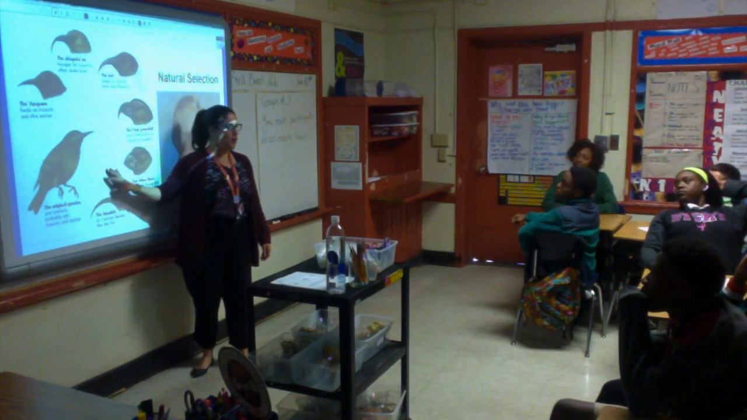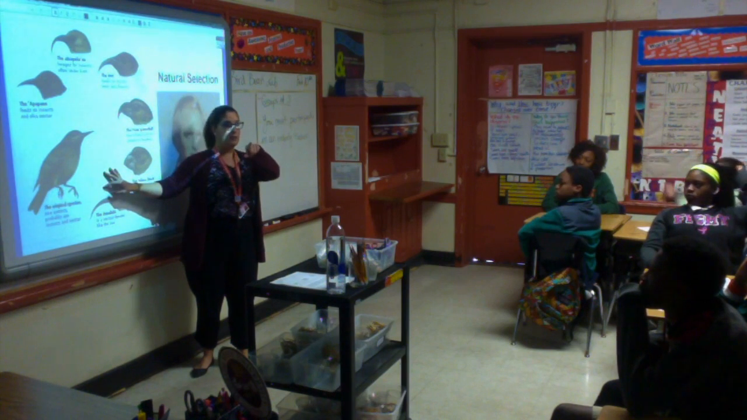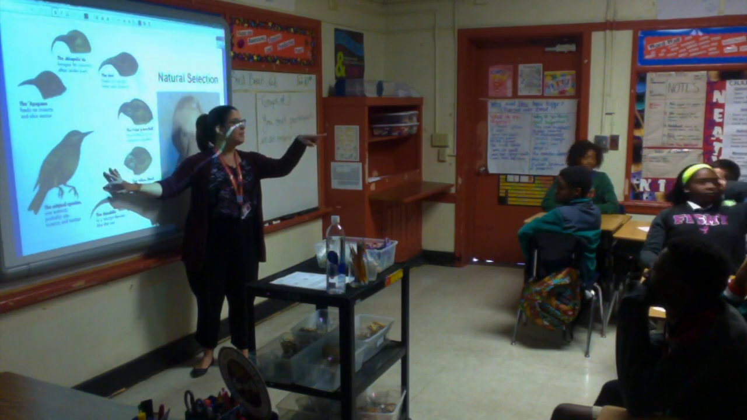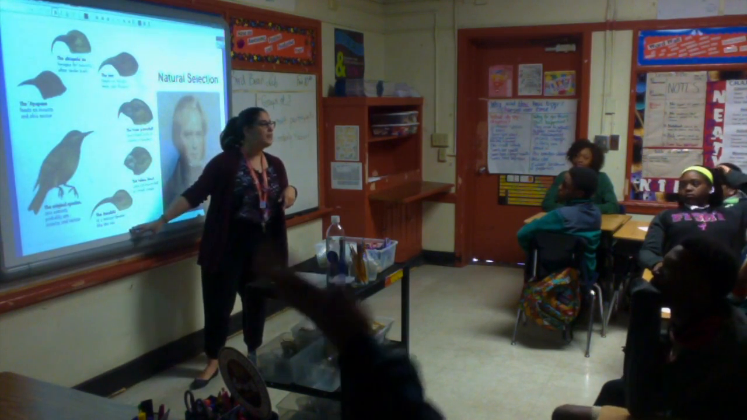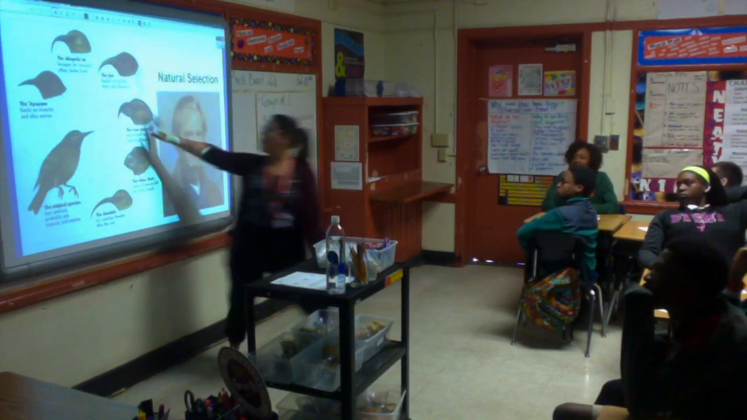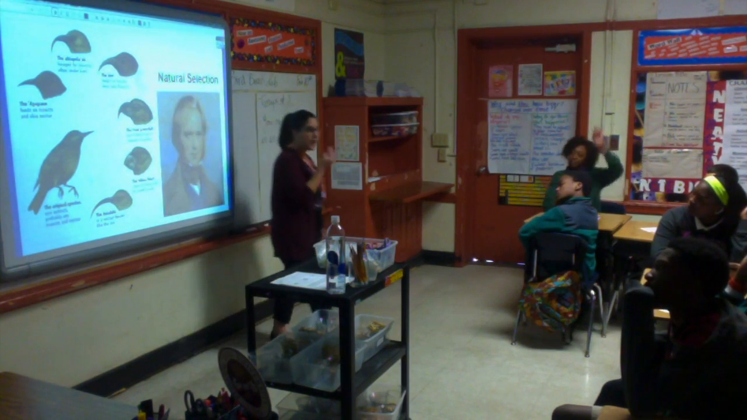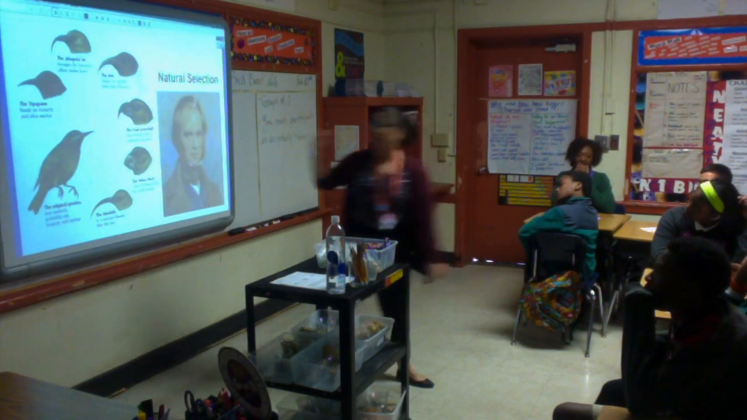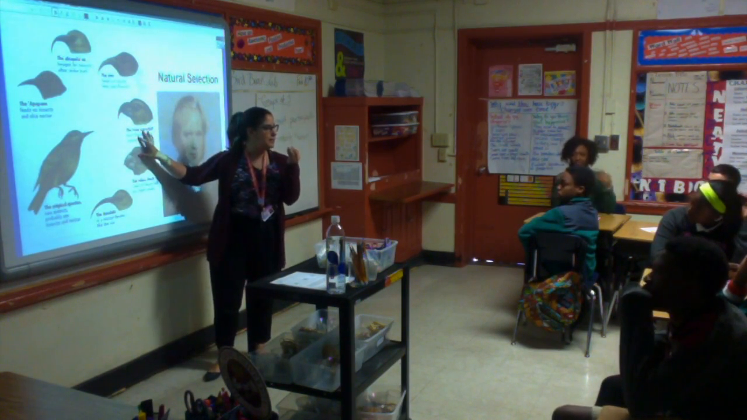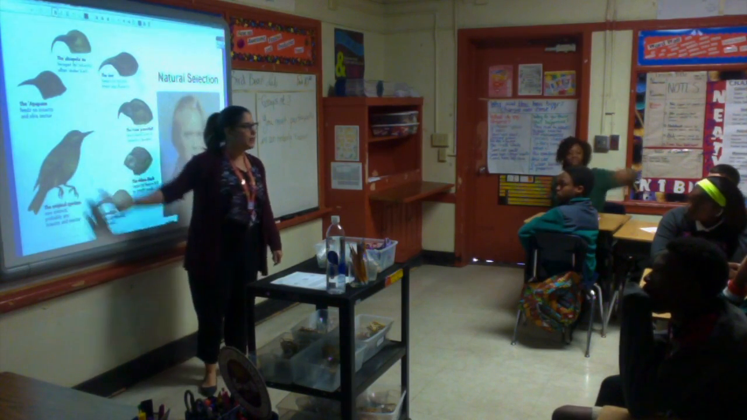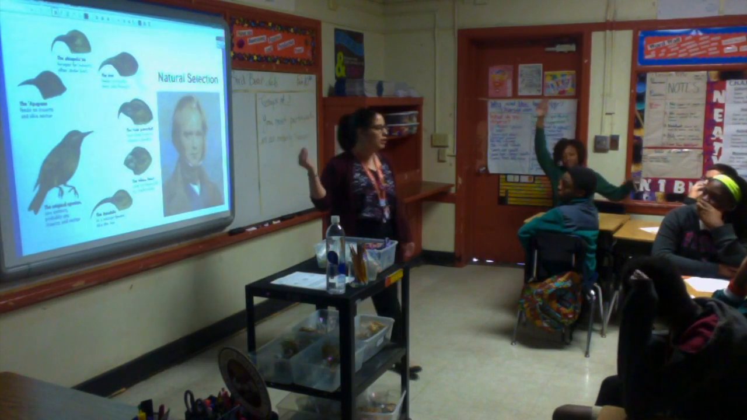Anybody know what those birds were called? What are these birds called? Finches, right? So when we are observing this picture, what is different about all of these different types of birds? The beaks, right? So somewhere in that island, he found that even though there were a bunch of finches, they all have specific beaks. Now, why do you think they all had different types of beaks? Why, if they're the same species, why don't they all look the same?